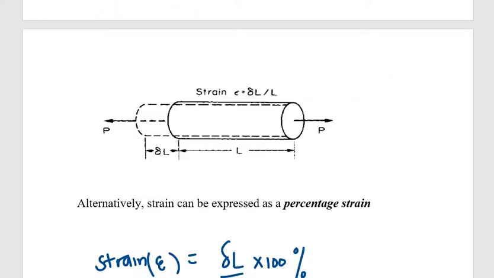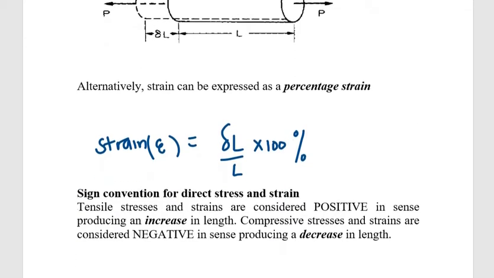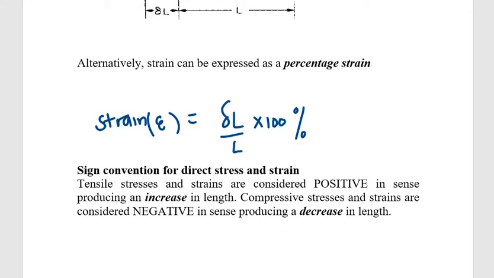You subject this bar to tensile forces, you realize that there is going to be a change in length. So the strain will be the change in length divided by the original length of the object. If we need strain in percentage, we can give it like this: delta L, or change in length, divided by the original length times 100 will give us the percentage.